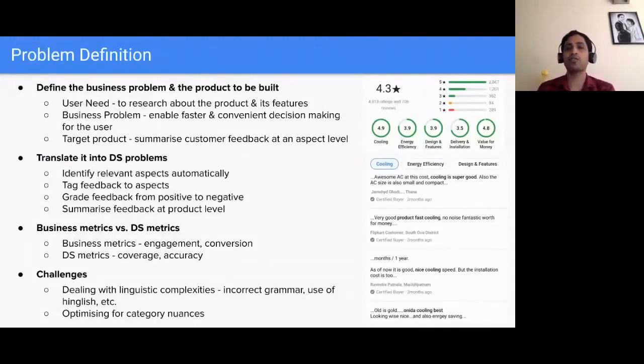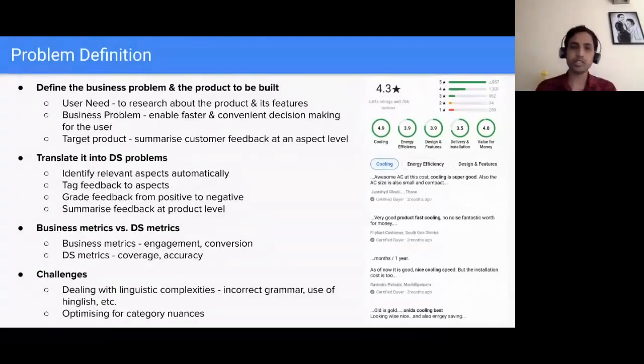Data science metrics would be around coverage and accuracy. Generally in the data science space, there are two broad metrics that we always use: coverage and accuracy. By accuracy, we mean that if a prediction is made by a data science model, how accurate was it? Was it right?